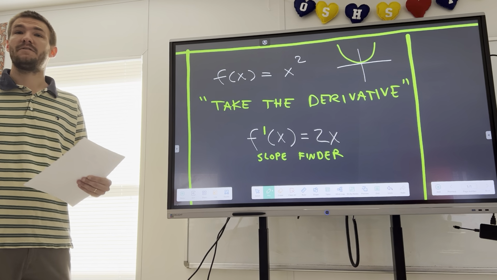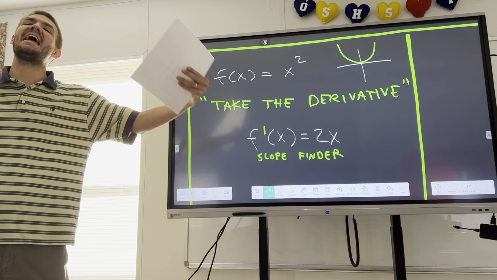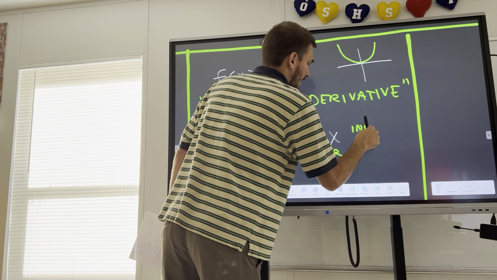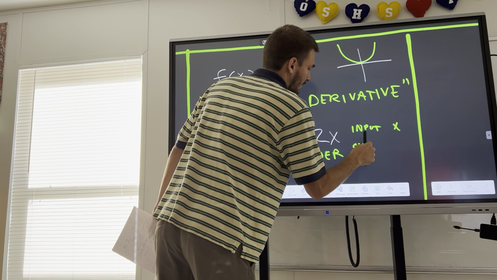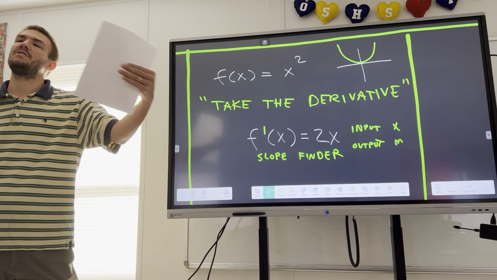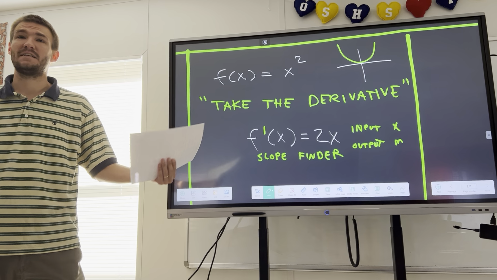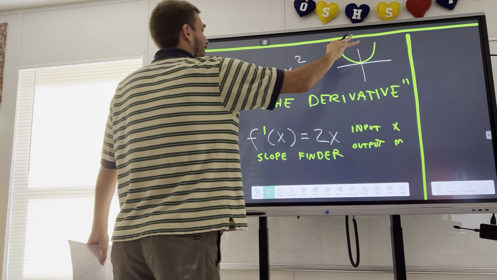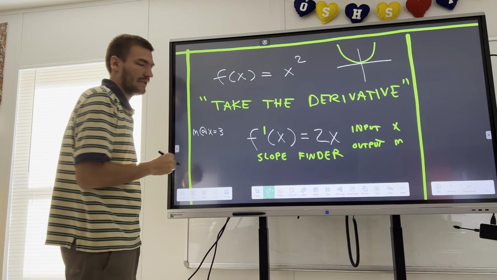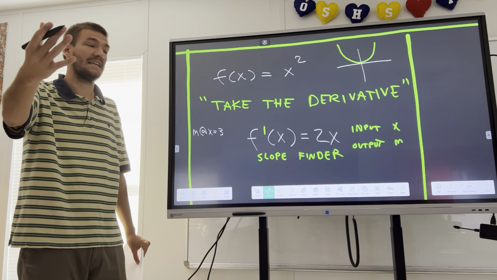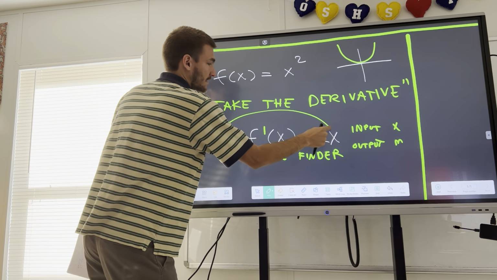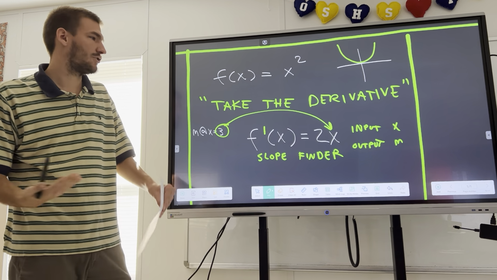The derivative will say, give me any value: input x, output n. Give me any x you want, and I'll tell you the slope. For this question, it's very easy. If I wanted to know, for my graph over here, what is the slope at x equals 3? What is it? 6. And how did you get 6 so fast? You input the x, and what's 2 times 3? 6, so you output the slope.